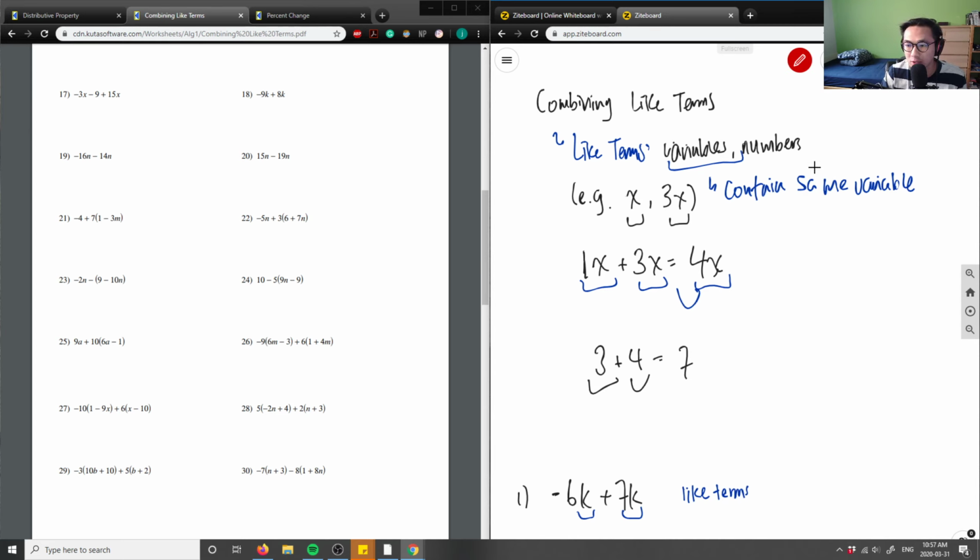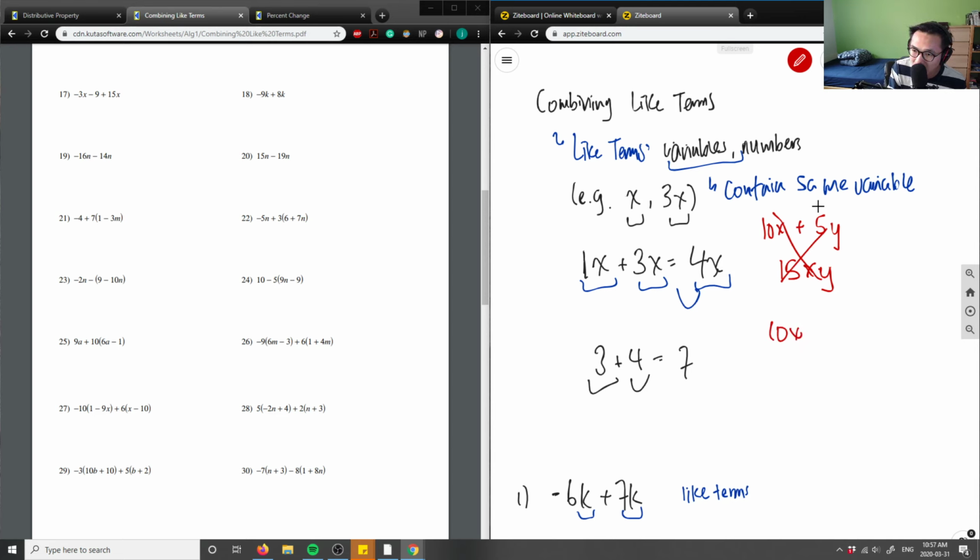A lot of students, I'll do this in red, what they choose to do is, if I have, for example, 10x plus 5y, a lot of students may simply do 10 plus 5 is 15, x plus y is xy, and that's going to be my term. This is not correct, and this is wrong. And why is this wrong?